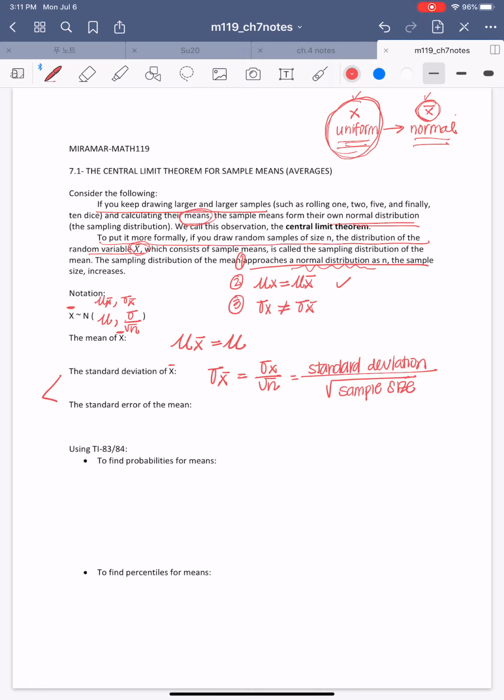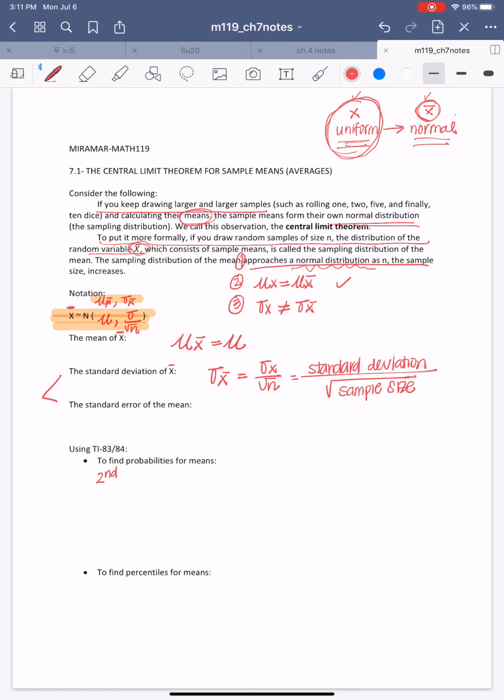Once you can make a distinction between x and x bar, now it's the easy part. You're always going to see a normal distribution, no matter what the size is. Okay, so normal distribution, so finding the probability will follow the same calculator function. It will be normal CDF.